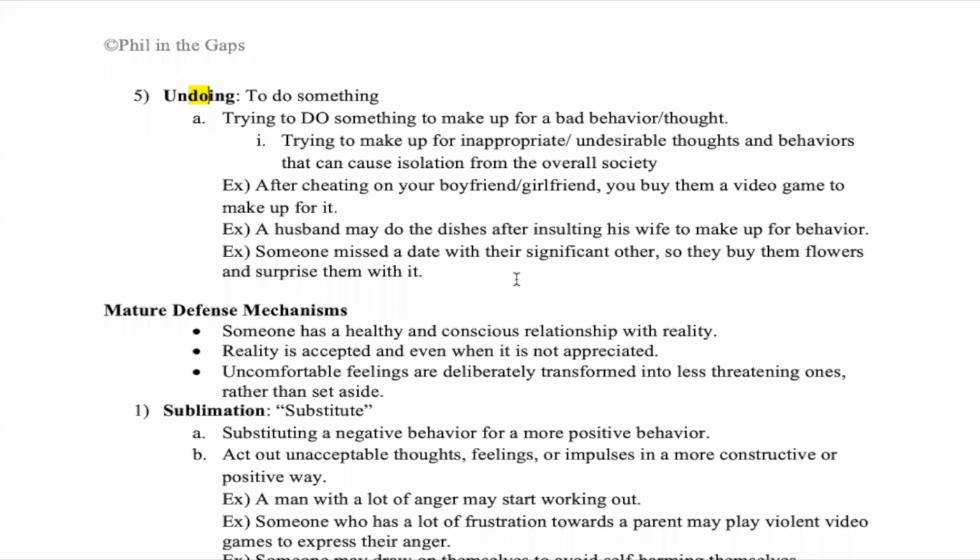And again, with this one, the individual knows that the person missed the date, but they buy them flowers in order to try and make up for missing the date in some way, shape, or form. So undoing is where somebody actively tries to do something in order to make up for something that they've done. They acknowledge that they've done something bad or inappropriate, but they're doing actions rather than expressing it out loud.